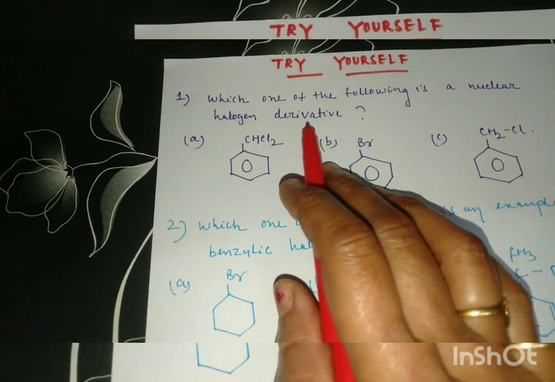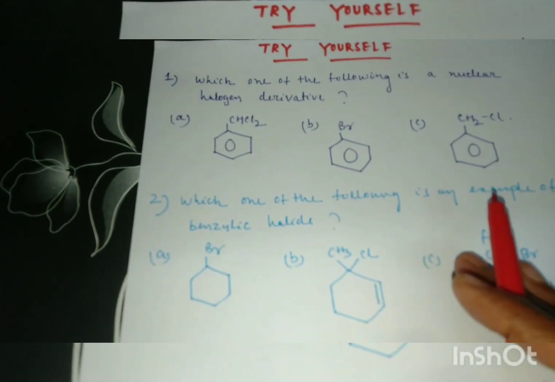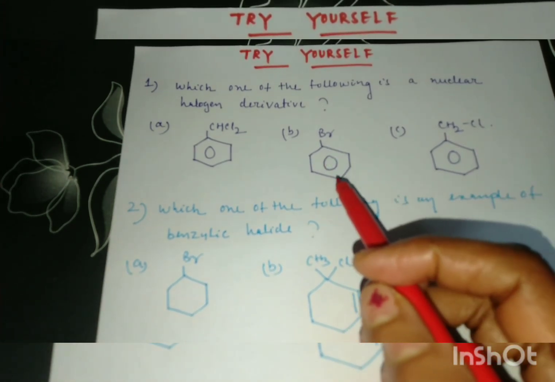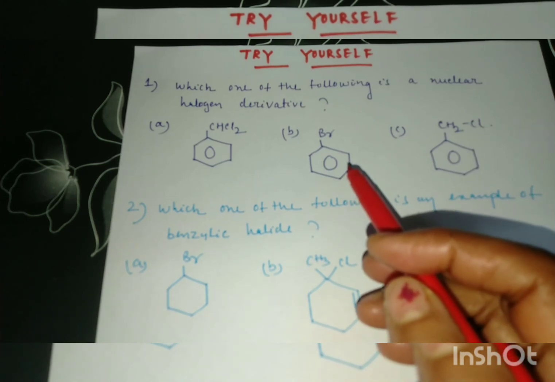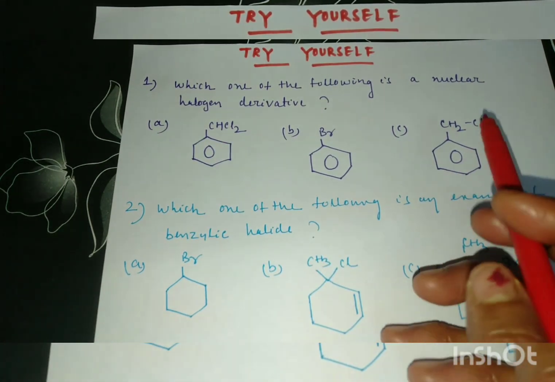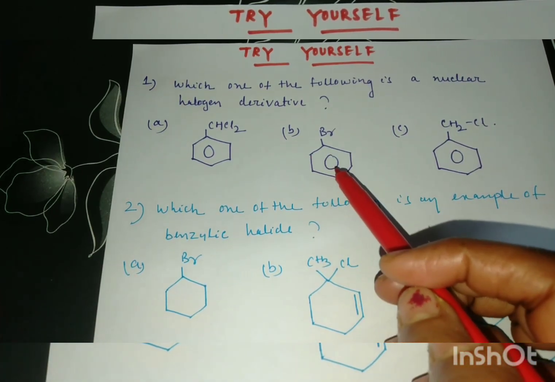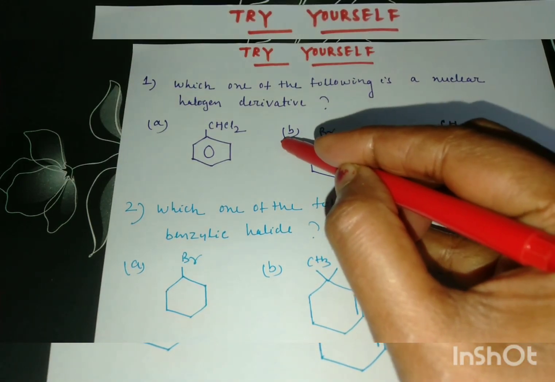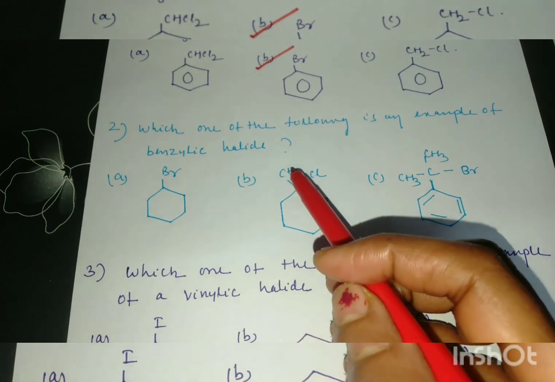Now see here. Which one of the following is a nuclear halogen derivative? Nuclear halogen derivative means, as we discussed just now, when a halogen is directly attached to the benzene ring, that is known as your nuclear halogenated derivative. So in this case, the halogen is not directly attached. Here also the halogen is not directly attached. But in the B case, the halogen is directly attached to the benzene ring. So this is the right choice. Okay, answer is B.